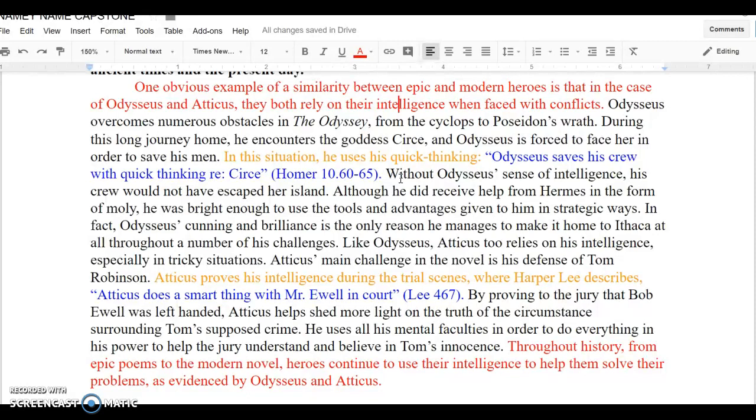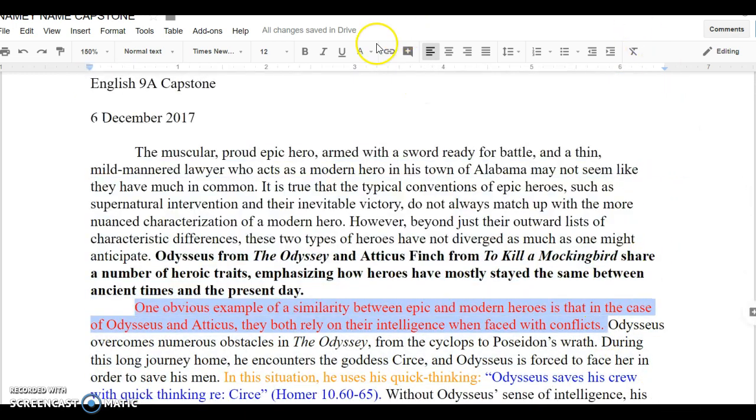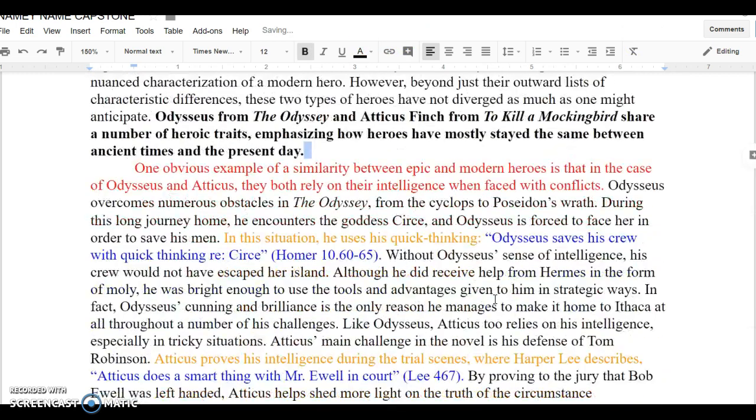One obvious example of a similarity between epic and modern heroes is that in the case of Odysseus and Atticus, they both rely on their intelligence when faced with conflicts. So intelligence is my heroic trait. So I turn that red. If you just highlight it, and then you go to your text color and change the text to red.